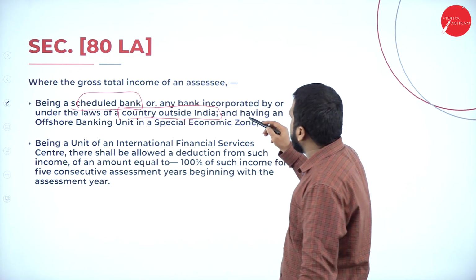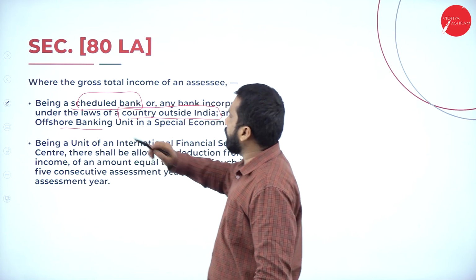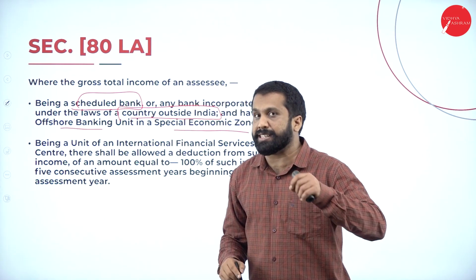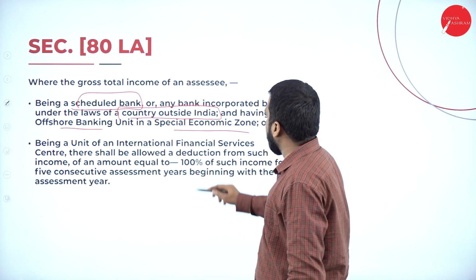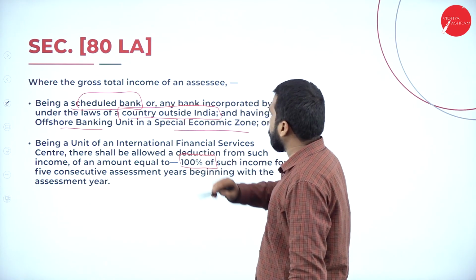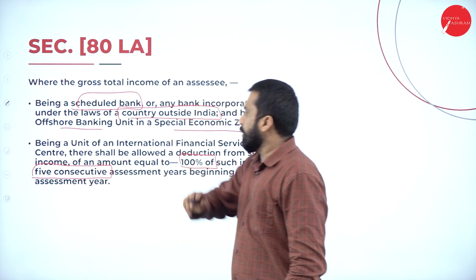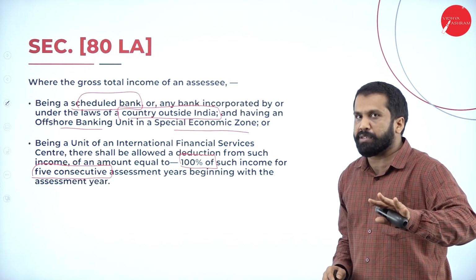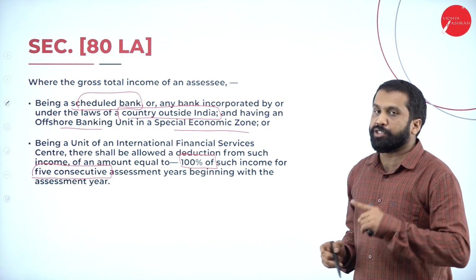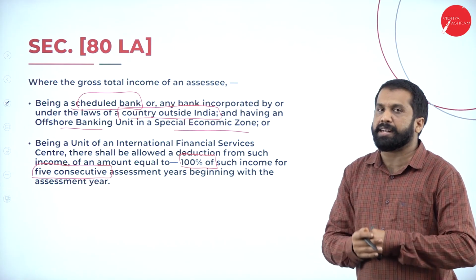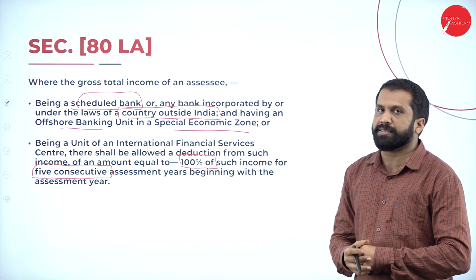Then what happens? And having an offshore banking unit in a special economic zone. If the same thing is in the special economic zone, then what happened? 100% of such income for 5 consecutive years. Up to 5 years, 100%. The company or bank should be held by a foreign company and the place should be in India, and it should be in the special economic zone.